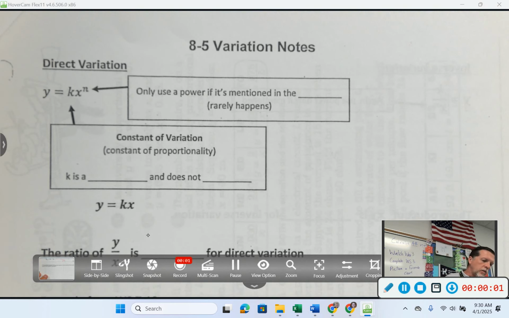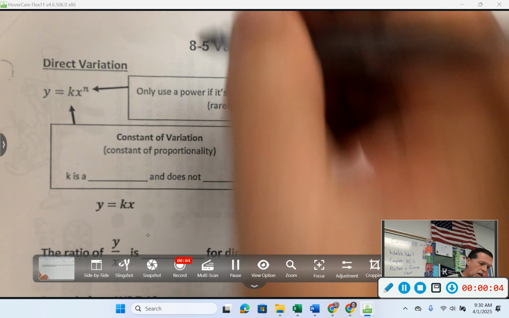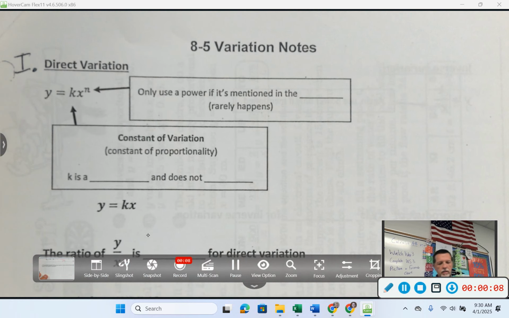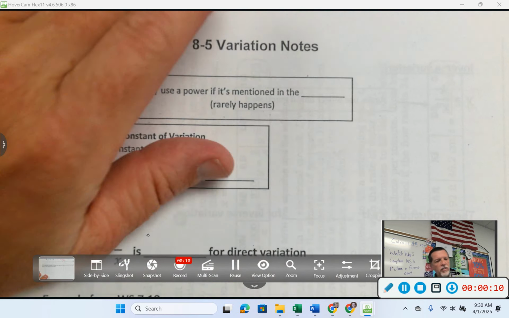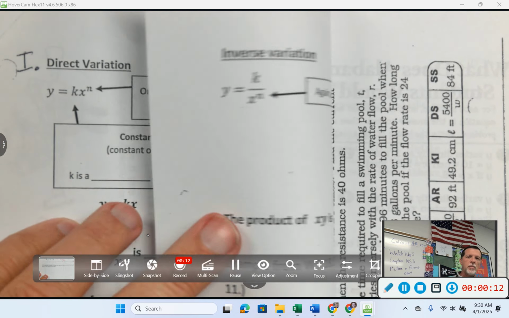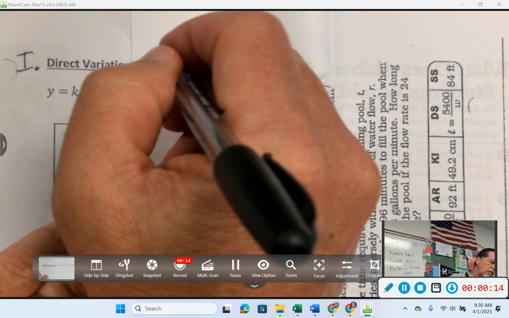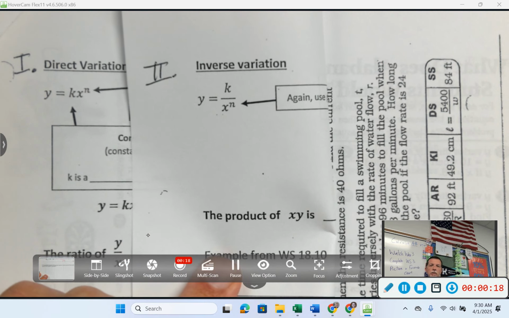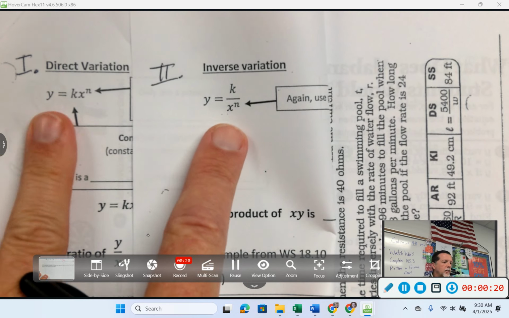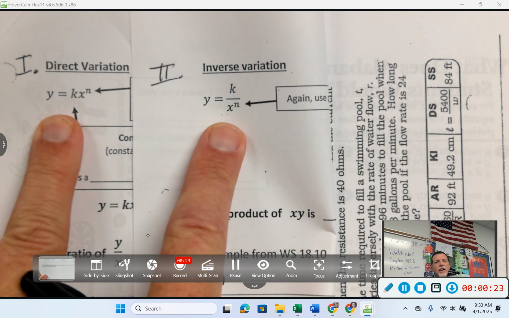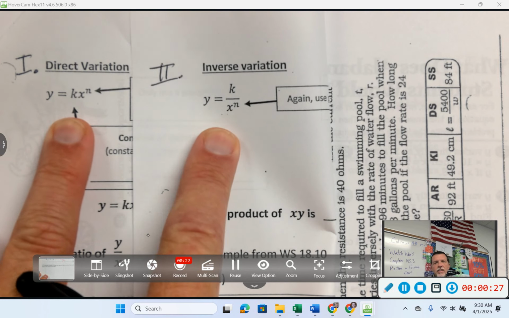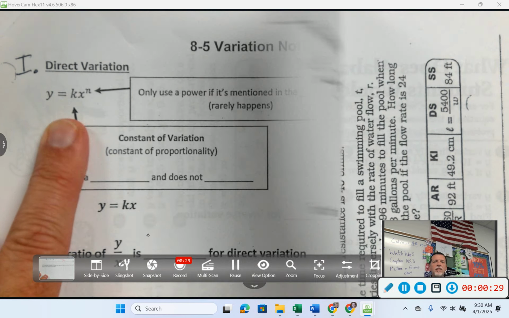So variation notes. This is Tuesday, April 1st. It's really only two topics today. One is direct variation, and if you turn your paper over a little bit, you see inverse variation. Those are the two things we'll talk about today. You can see their difference in the equations right there. Direct is k times x, inverse is k over x. There's the lesson in one sentence.